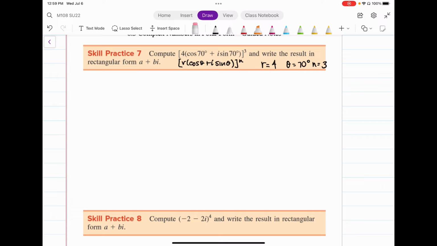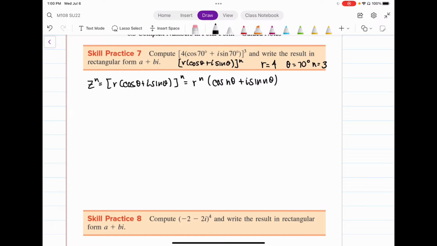And DeMoivre's theorem says that z to the n is equal to r times the cosine theta plus i sine theta to a power, or r to the n times cosine n theta plus i sine n theta. And you can go back to the lesson to see a proof about this and why this is true.